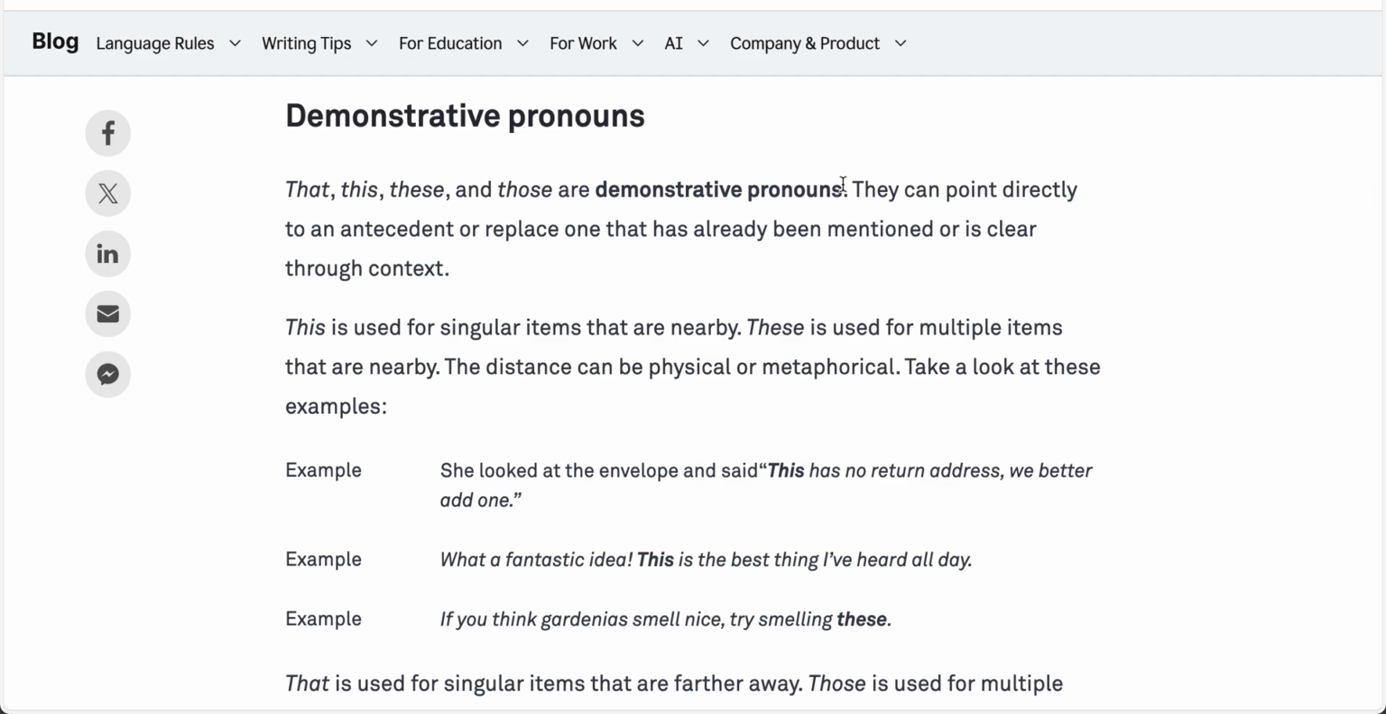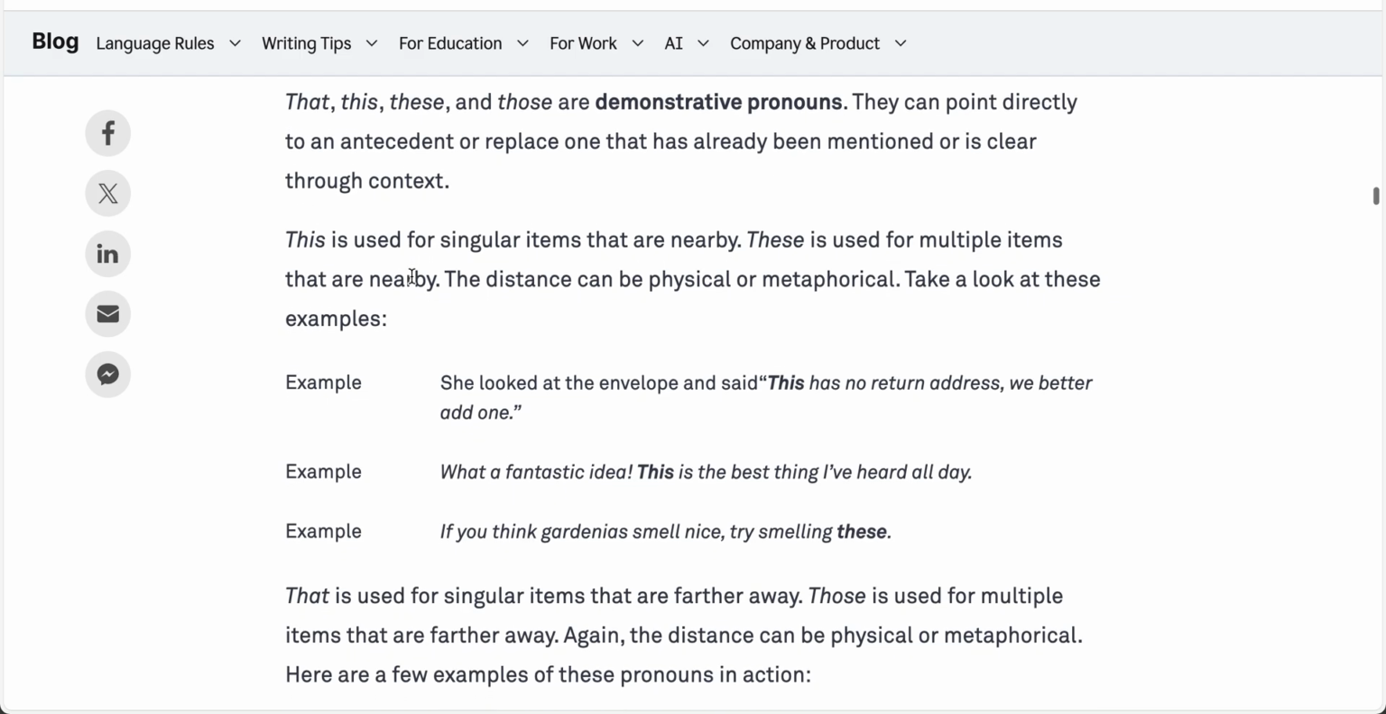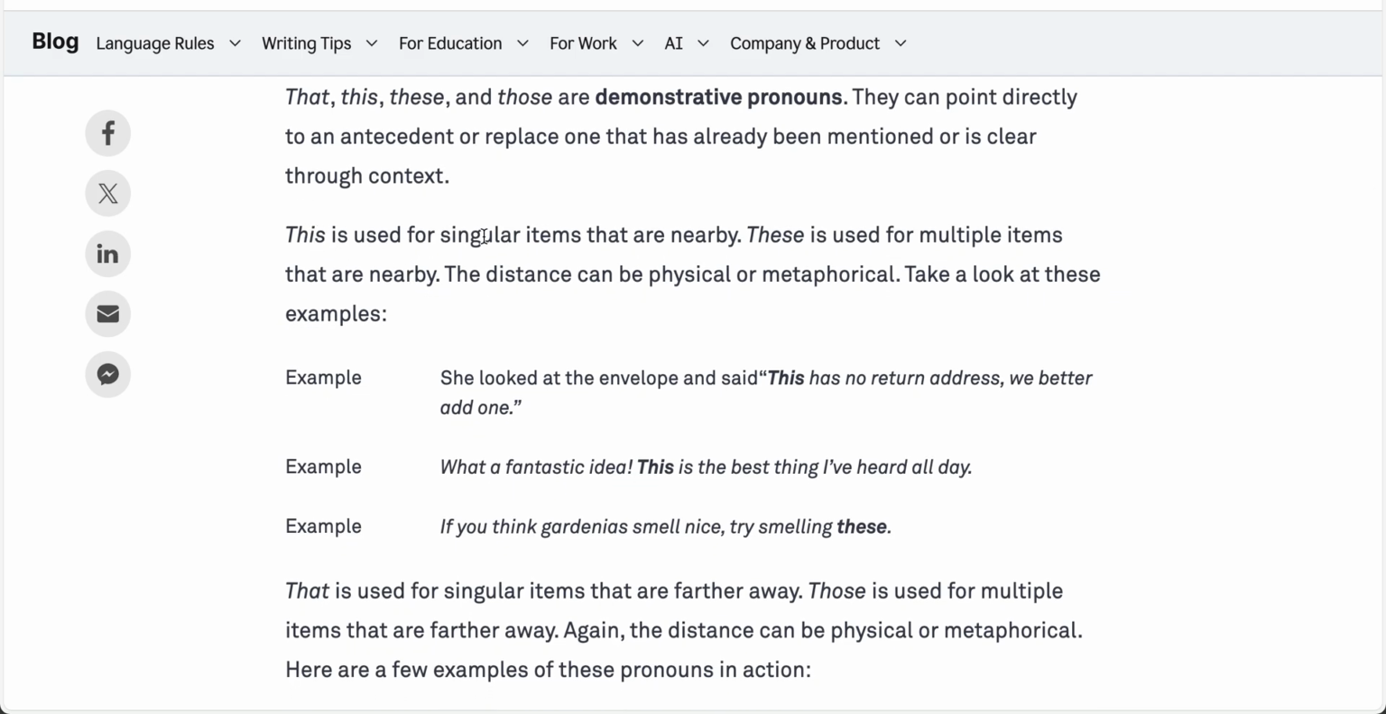Demonstrative pronouns are the words that, this, these, and those. They can point directly to an antecedent or replace one that has already been mentioned or is clear through context. So think of it this way. The word this is used for singular items that are nearby. These is used for multiple items that are nearby. So this and these are singular and plural.